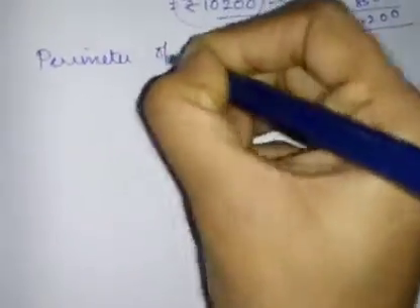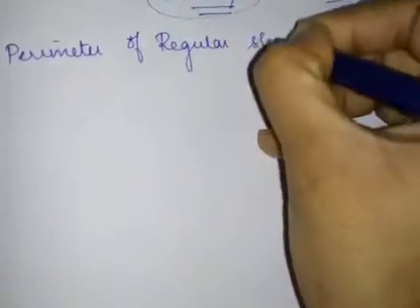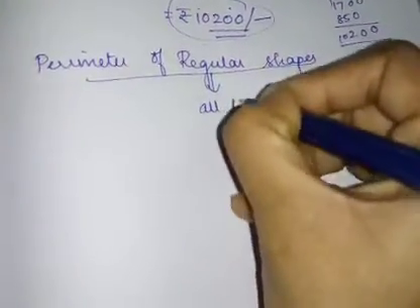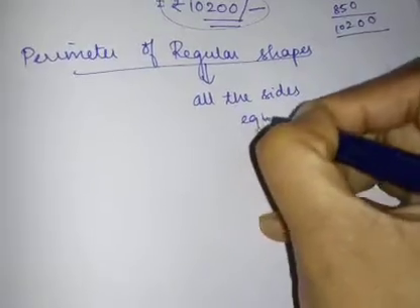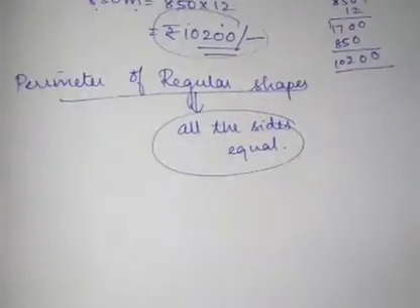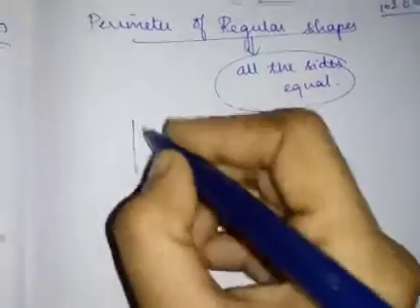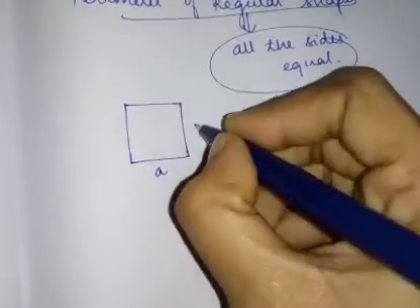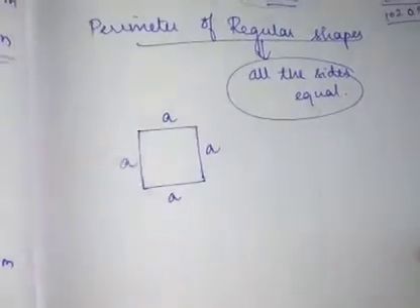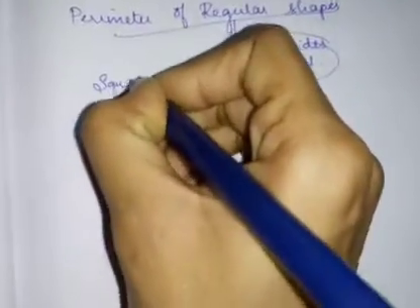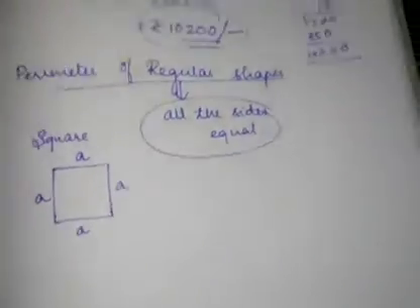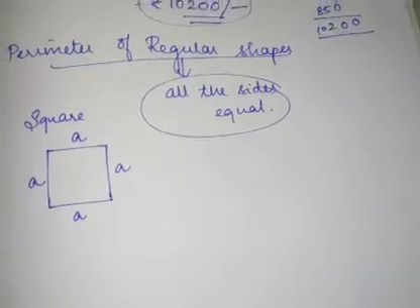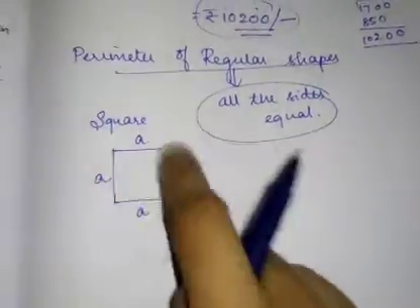Next topic is perimeter of regular shapes. What are the regular shapes actually? Regular means all the sides are equal. For a square, all the 4 sides are equal. If this is a centimeter, this is also a, this is also a, this is also a. Perimeter of regular shapes means we are going to learn the perimeter of figures where all the sides are equal. In a square, all the 4 sides are equal.